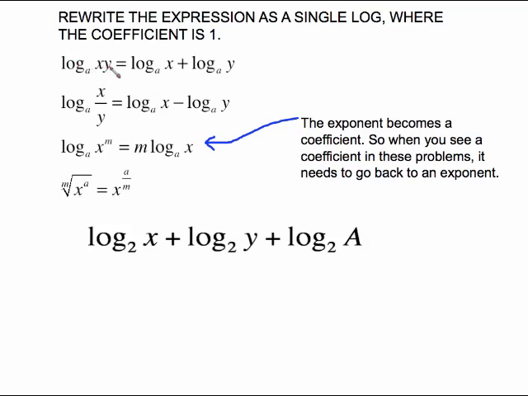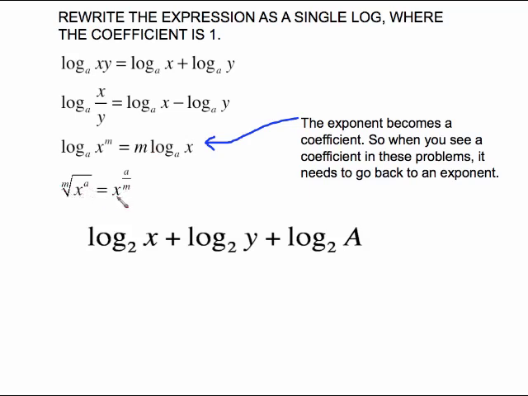The log of a product equals the sum of the logs. The log of the quotient is the difference of the logs. And the log of something to a power is where the power detaches and comes down in front and becomes a coefficient. So I say the exponent becomes a coefficient. So now when we're going to work our way backwards, when you see a coefficient, you have to realize it was an exponent to begin with, and you're going to have to bring it back to be the exponent.